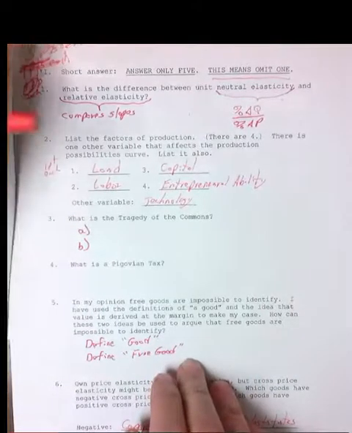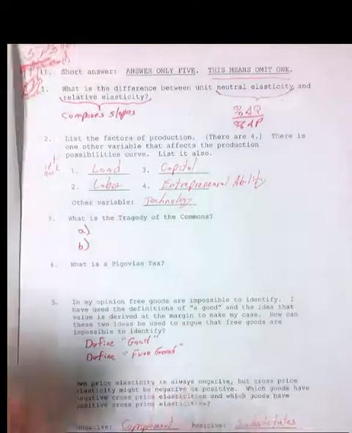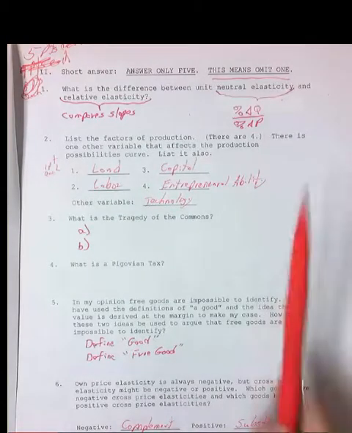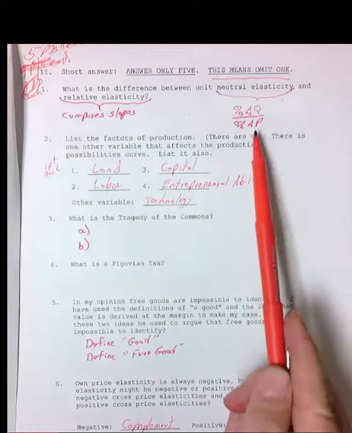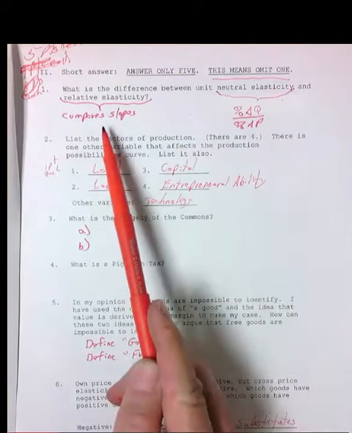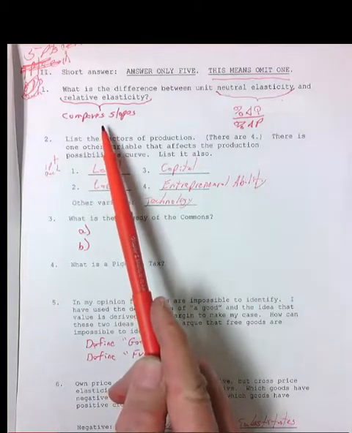Next question was kind of short answer. What's the difference between unit neutral elasticity and relative elasticity? Unit neutral elasticity comes from this formula here, where of course since this is a percentage change there's no units, and relative elasticity just compares slopes, where the units of course would affect the slope that you find.